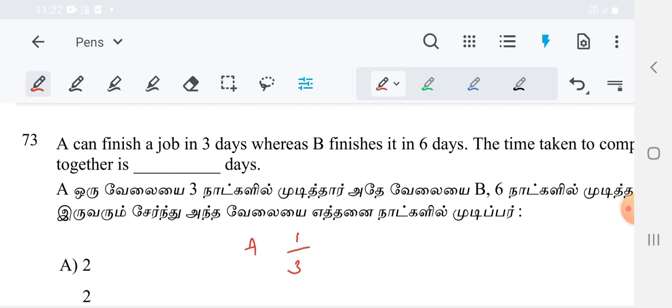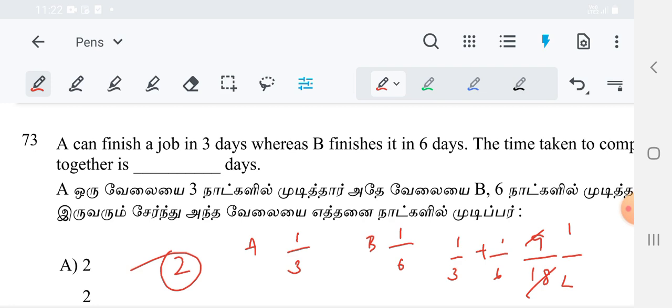This is for A. For B's 1 day's work, we can write 1 by 6, because B finishes it in 6 days. If they are doing the work together, what may be the 1 day's work together? So 1 by 3 plus 1 by 6 will come. If you simplify, 6 plus 3 is 9 by 18, 3 nines are 18 wait, 9 by 18 simplifies to 1 by 2. What is the reciprocal of 1 by 2? 2 will come. So in 2 days they will complete the work. So the first option A is the best option.